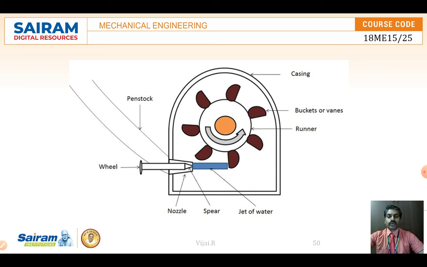So here what will happen is, the penstock is where we bring water from the dam. A dam is a reservoir where the water is filled, and the potential energy of that water is what we are going to use here. Due to the force of gravity, the water from the dam flows through the penstock, and when it comes into this casing, at the end of the penstock we make a nozzle shape.